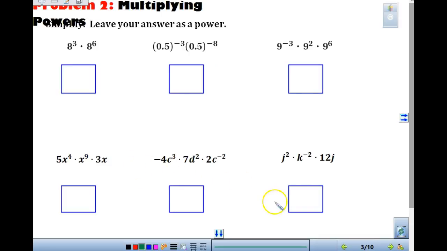We get more complicated right away. You're going to see variables, numbers. You're going to soon see fractional exponents. So please try these. Leave your answer as a power. What does that mean, a power? That means I want a base and an exponent. Okay?